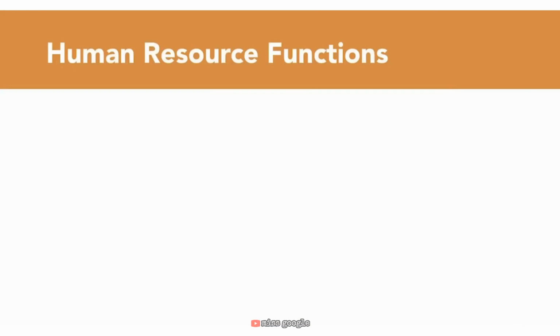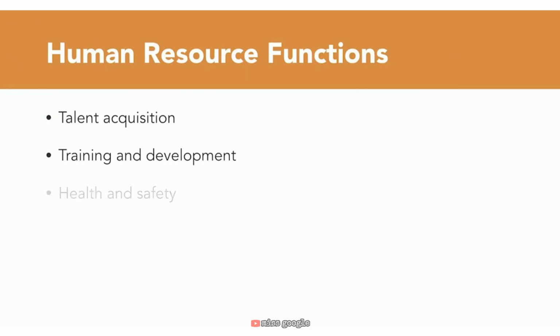What are some of the key functions of HR? The first one is talent acquisition. They post job advertisements, track candidates, and facilitate the recruitment process. The next is training and development of the employees to help them perform their duties successfully and progress in their career. HR departments also focus on the overall health and safety of the employees.